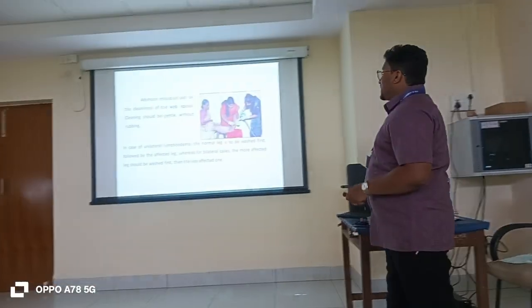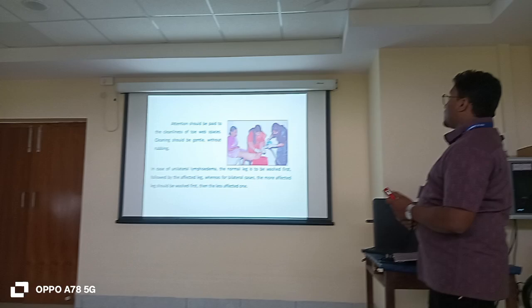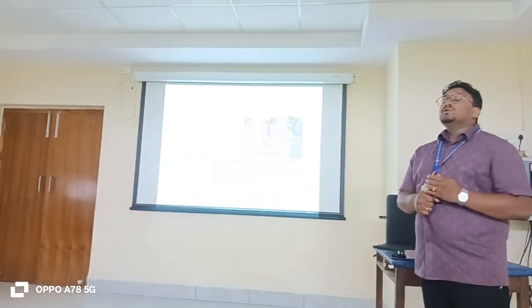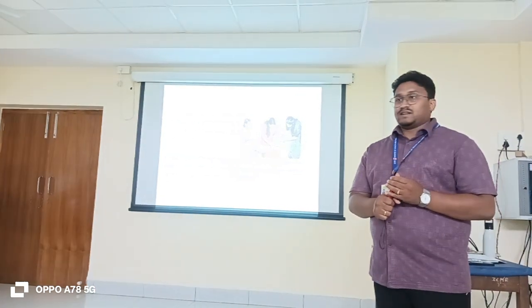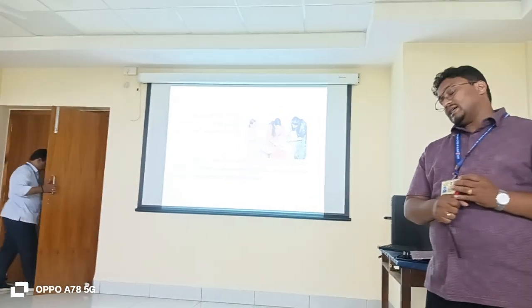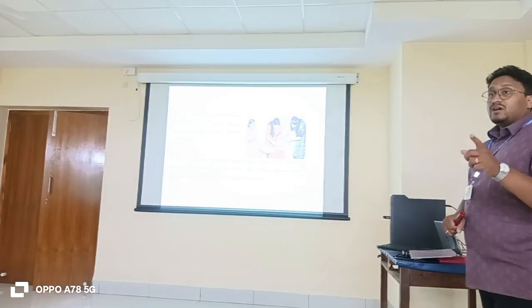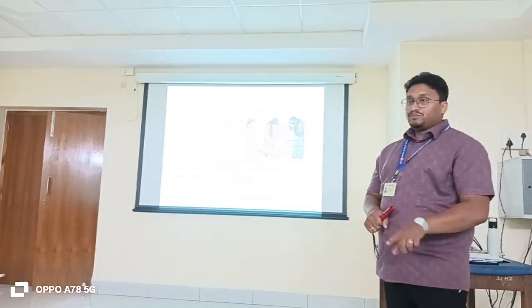In case of unilateral lymphedema, the normal leg is to be washed first, followed by the affected leg. Unilateral means a single leg is affected. Bilateral means both legs are affected. In case of unilateral lymphedema, first of all, the normal leg should be washed, then only the affected.